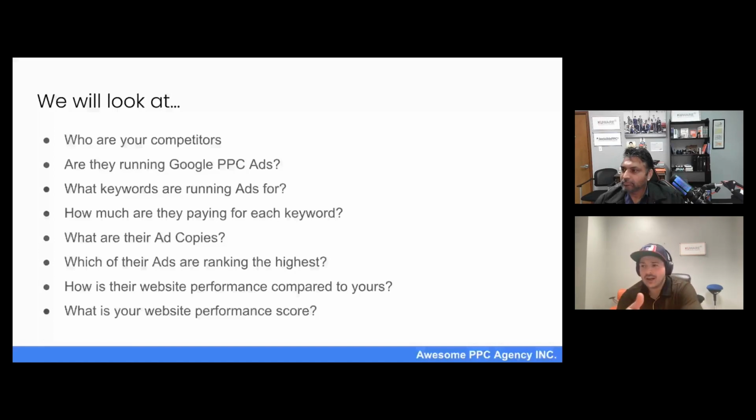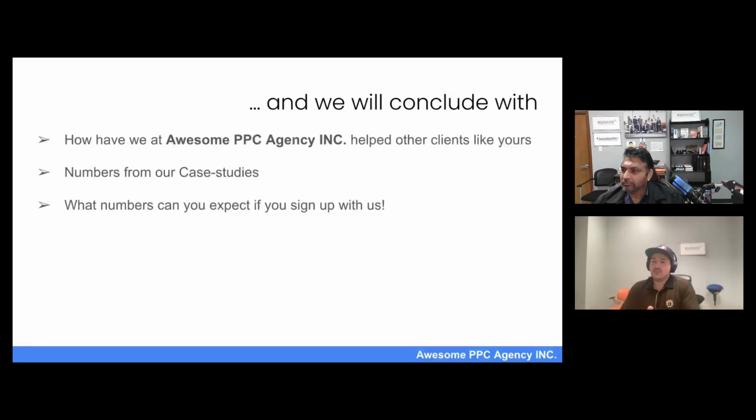Which of their ads are ranking the highest, and how much is their impression share? What are they seeing? How is their website performing compared to yours, right? And then what is your website's overall performance score? So that's the standard template that we use to lean into how they get more business and how they address competition. It also lets them know how things are currently going with you by giving a comparative landscape, right? And then we conclude with, hey, how we can help other clients like you.